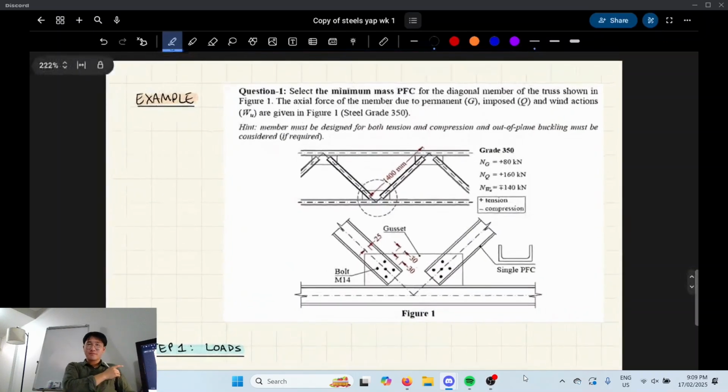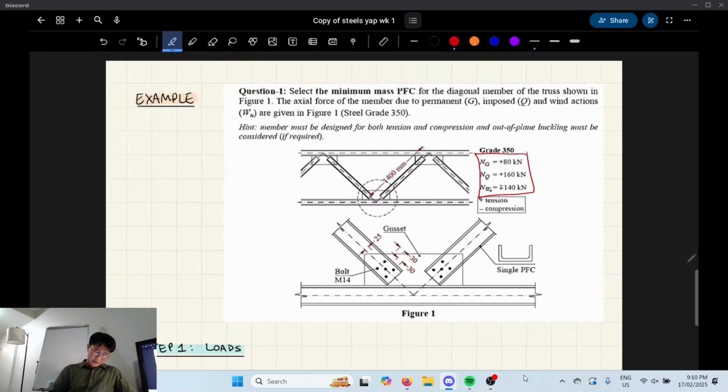Okay, so here's a question. Select the minimum mass PFC for a diagonal member of the truss shown in Figure 1, and there are going to be permanent, imposed, and wind actions. If you were given this question, where would you start? Figure out the loads, the live loads and the dead loads, and which combination. In ENCH 1300 you'd be given a simplified truss diagram with forces and you'd have to solve for them. But in this case, we're given it in the question. It's just straight up on here: NG, NQ, that stuff.